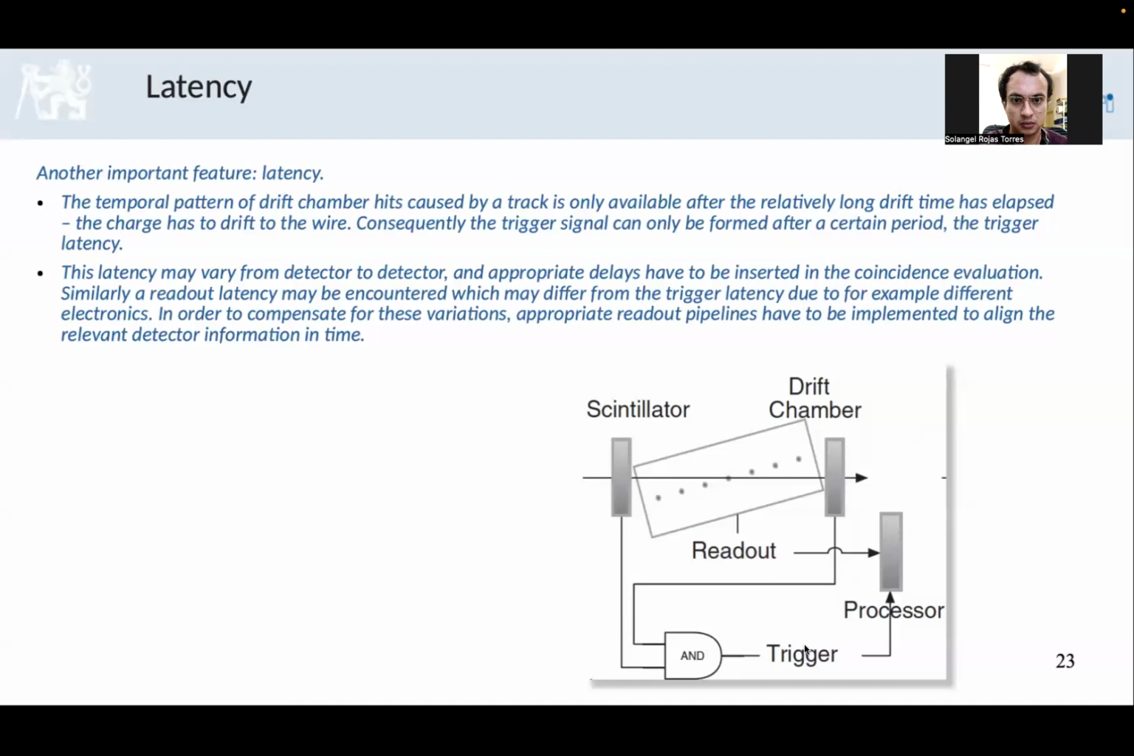You can do that, for example, by just implementing a physical cable to do the latency, but also you can do it electronically by implementing something called pipelines. A pipeline is a sort of buffer where you store the information, and later on you match the information.